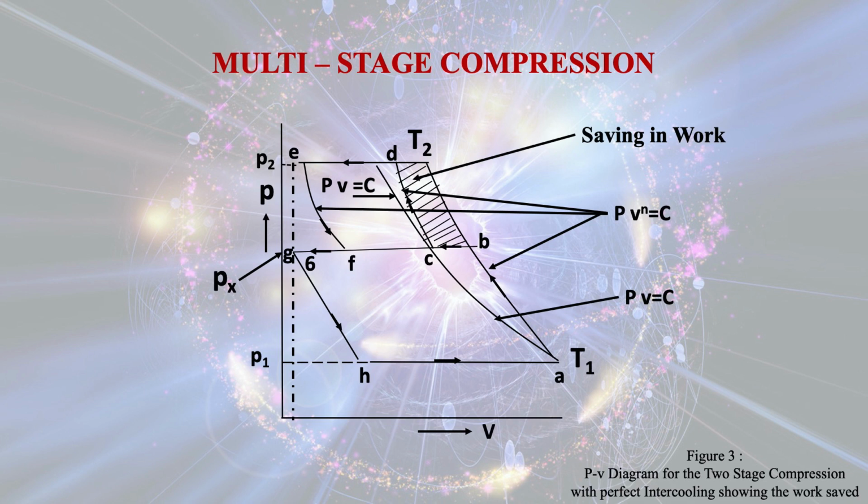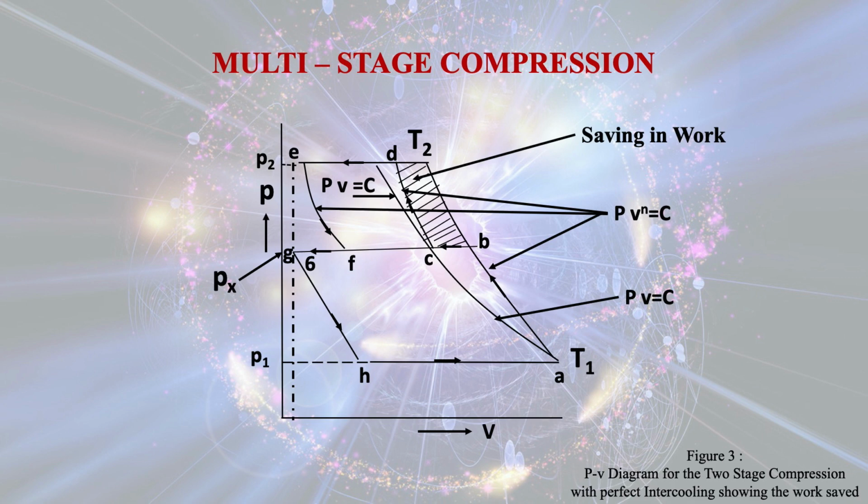So this is the PV diagram for the two-stage compression with perfect intercooling showing the work saved. You see the hatched area in the PV diagram, which clearly depicts the saving in work. So this much work you can save if you proceed the compression process in two stages, stage 1 and stage 2 with intercooling. Then there is obviously the saving in work, which is indicated by the hatched area in the PV diagram.